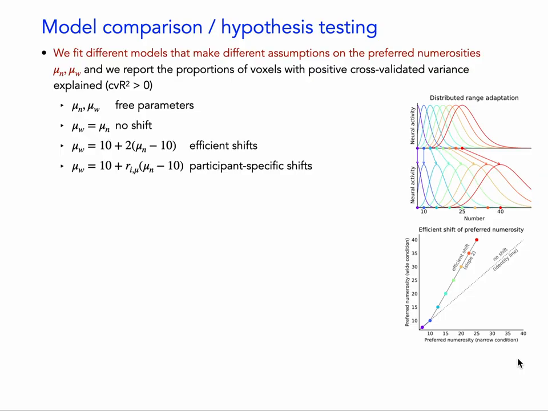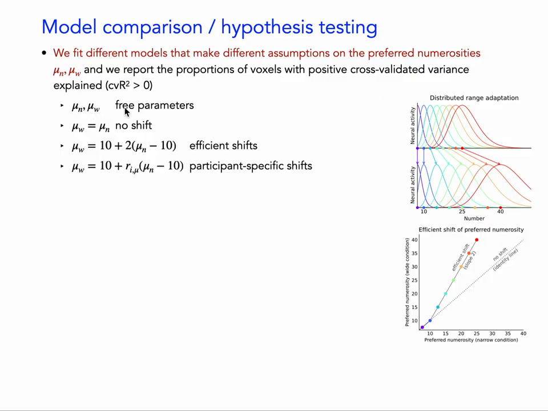And so to do that, we're going to fit different models that make different assumptions on the preferred numerosities of each neural population in the two conditions. So we make different assumptions and we fit different models, and then we report the proportions of voxels with positive cross-validated variance explained, which is essentially a cross-validated measure of fit of the model.